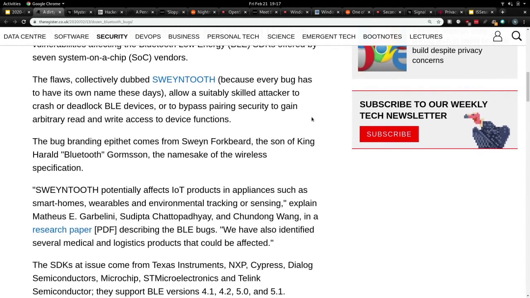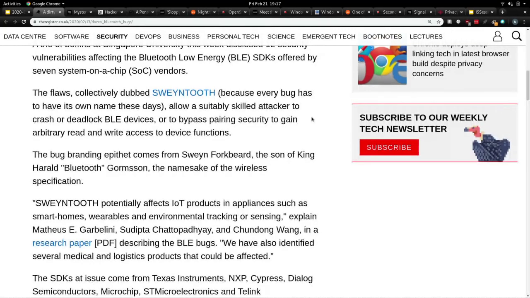But it mostly affected IoT wearables and several medical and logistics providers. So not our iPhones or Android apps or laptop Bluetooth implementations, more small IoT stuff. They said that they worked with vendors and remediated with some vendors, but not all of them. They did a responsible disclosure, and it's been about 9 months, I think, since they found those bugs. So now they're releasing it.